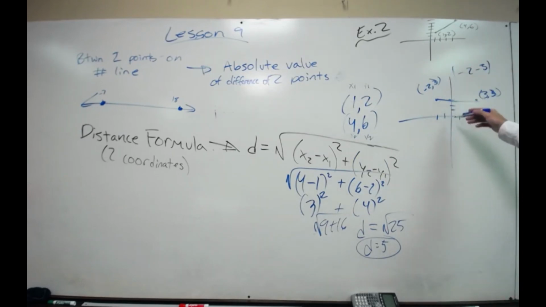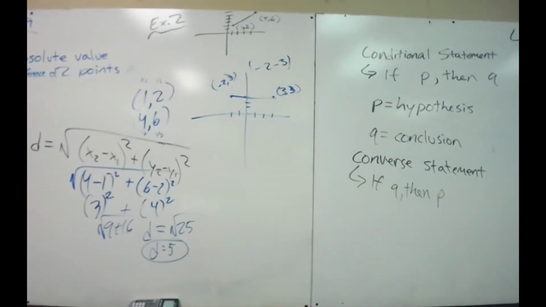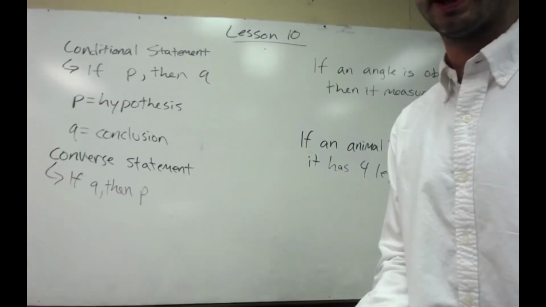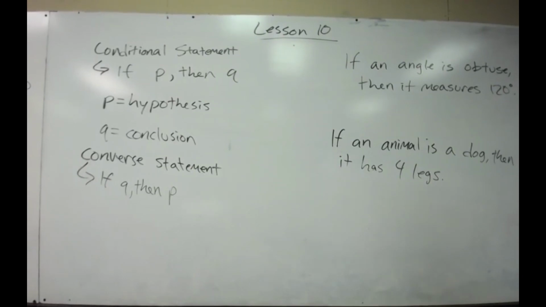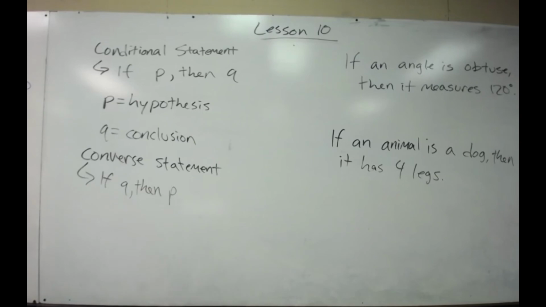But if it's horizontal, or straight up and down, vertical, you do not have to do the full distance formula. You can save yourself a little time there. But that is the distance formula, and that's all there is in lesson 9. It just looks like a big formula, but it's really not too difficult, and the math is pretty simple when you plug it in. Next, I want to look at lesson 10, conditional statements and converse statements.